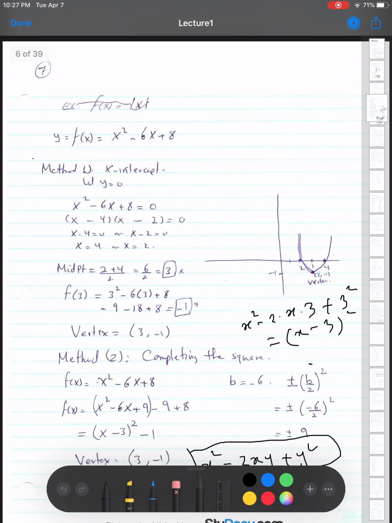We get 2 x values because it's a quadratic. So if you have a degree 2, you will have 2 solutions. If you have degree 3, you will have 3 solutions. We'll get into that later.